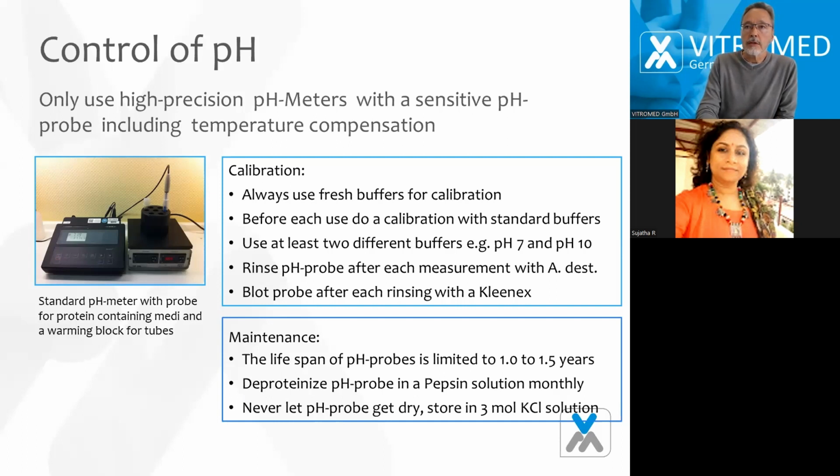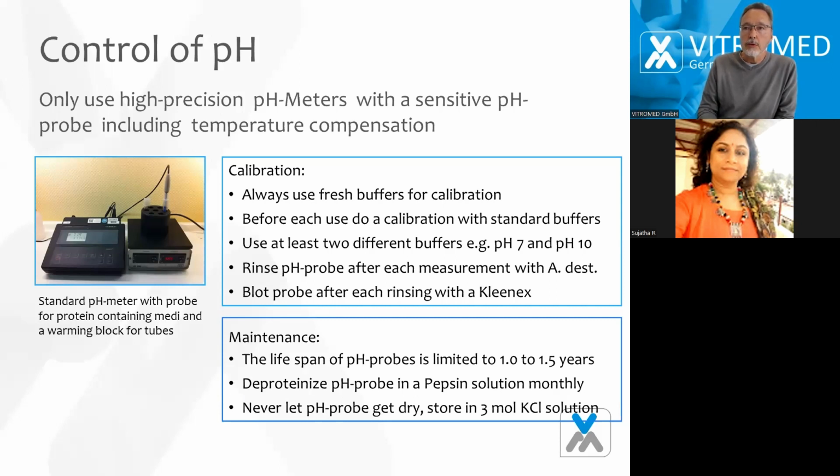Before each use, do a calibration, of course, with the standard buffers. You should use at least 2 different buffers. You can also use 3. You can, for example, use 4, 7, and 10, or at least 7 and 10, because you should always do the pH measurement with standard buffers where your expected value is lying between them. So for 7.3, you should use this combination.